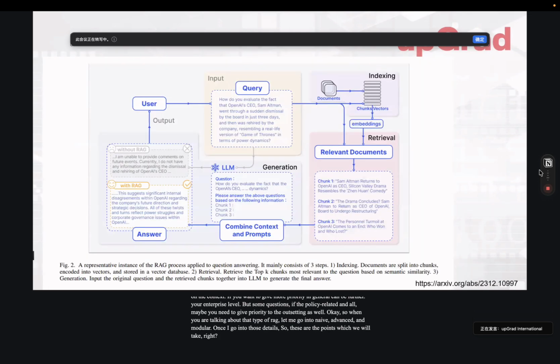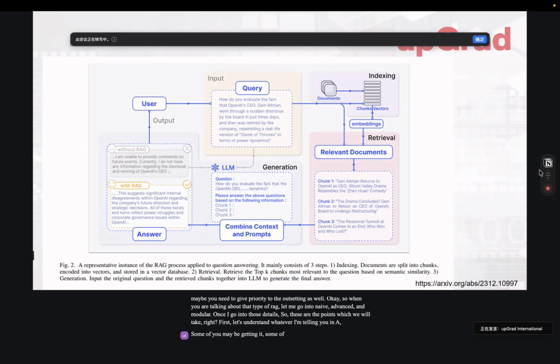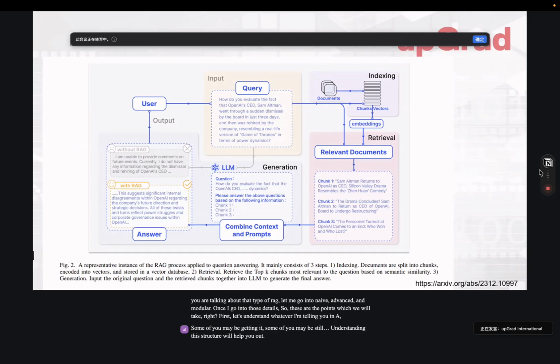First, let's understand whatever I'm telling you in the air. Some of you may be getting it, some of you may still be understanding. This structure will help you with what we are talking about so far. Before going into the naive, advanced, and all that, let's understand the basic RAG.